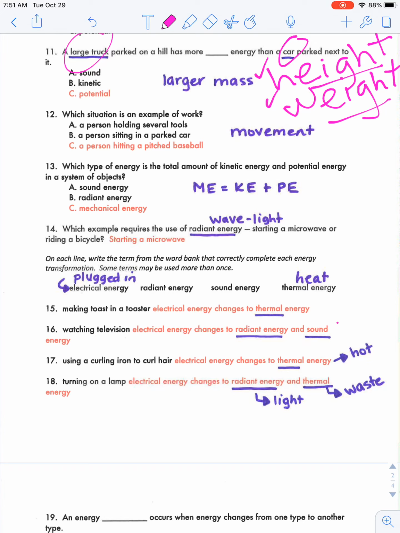What type of energy is the total amount of kinetic energy and potential energy in a system of objects? So this is the definition for mechanical energy. ME equals KE plus PE. Mechanical energy equals kinetic energy plus potential energy.